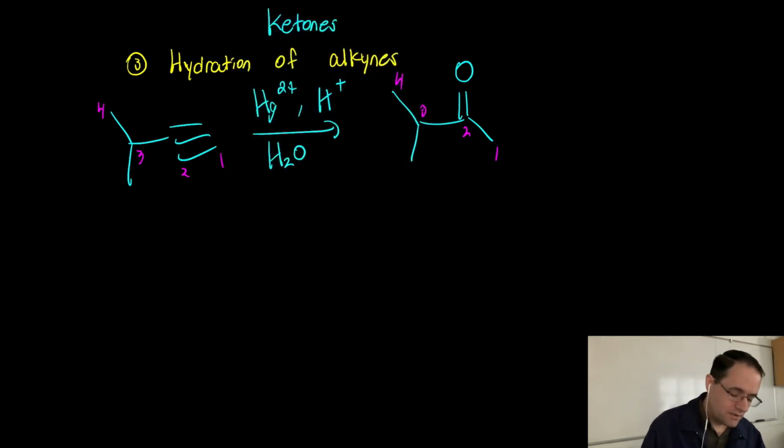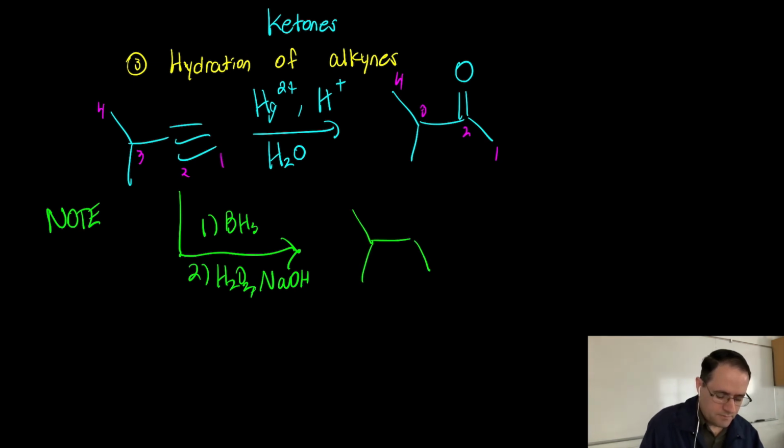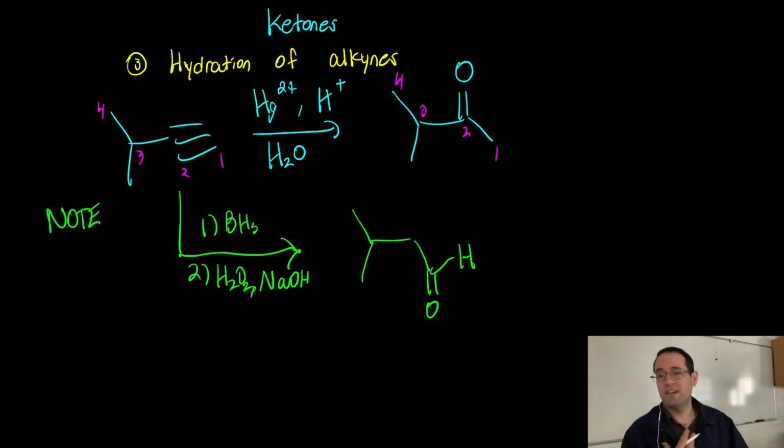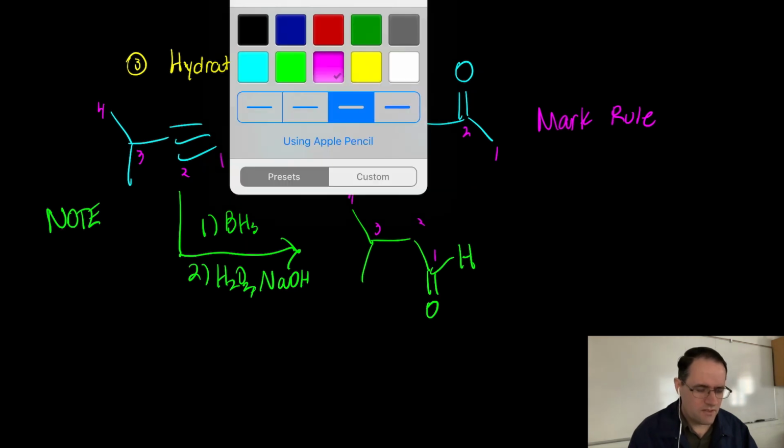This can be contrasted with the hydroboration. If you treat this with borane, basic hydrogen peroxide, you're going to form this molecule here. Same number of carbons, just the carbonyl is going to be introduced at carbon 1. So pay attention to the regiochemistry to help you predict which one you form. We use something called Markovnikov's rule. The hydration of alkynes is reviewed in section 10.7.